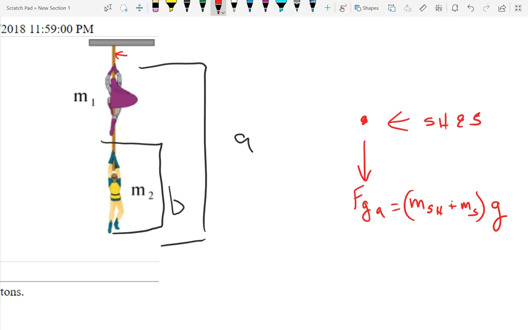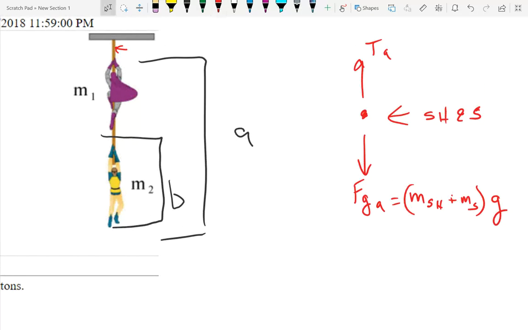The force of gravity for part A, what I meant by FGA, is the combined mass of my object, the mass of the superhero plus the mass of the sidekick, times G. And then I have the tension A. And so then we have to decide what our directions are, and I, by convention, call the vertical direction Y. I have to write that down for it to make sense when I use an equation.